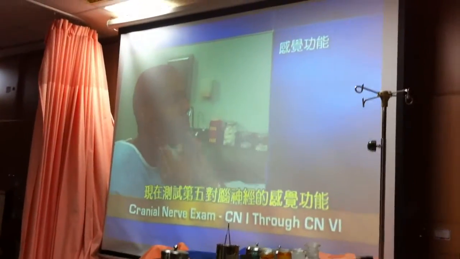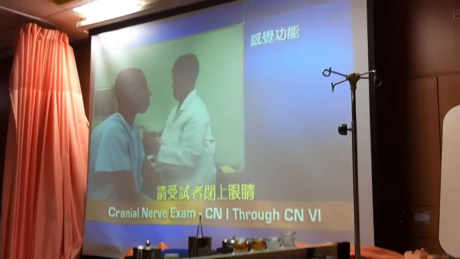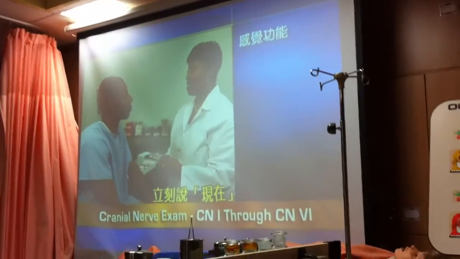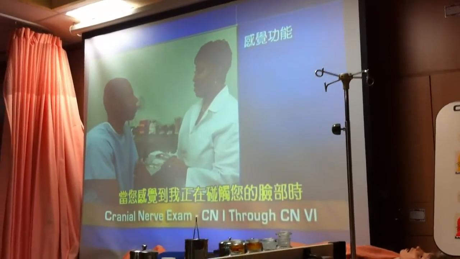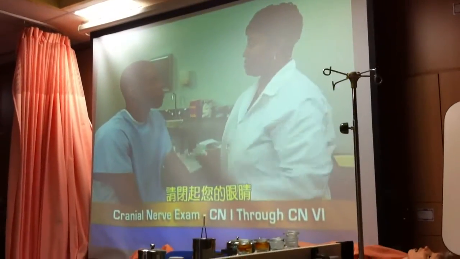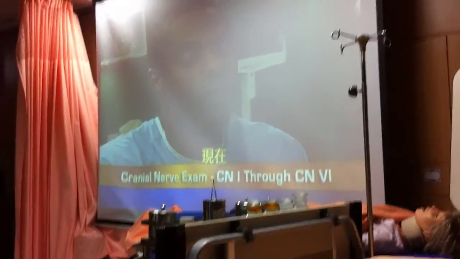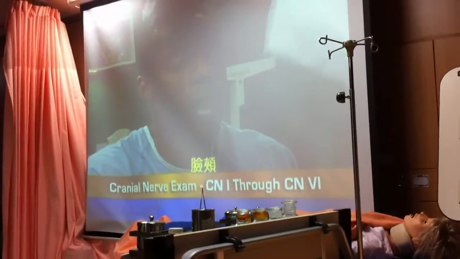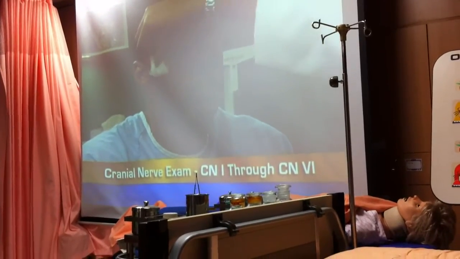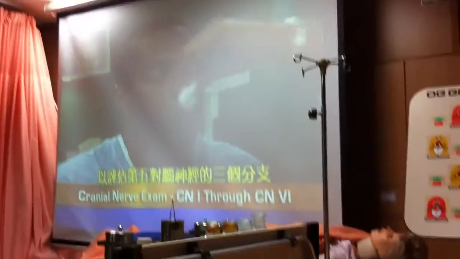Now test the sensory function of cranial nerve 5. With the person's eyes closed, ask him to say now whenever he feels the touch of your cotton wisp. You can tell me that you can feel me touch your face by saying now. Okay, close your eyes for me. Then lightly touch the wisp to his forehead, cheeks, and chin to assess all 3 divisions of the nerve.